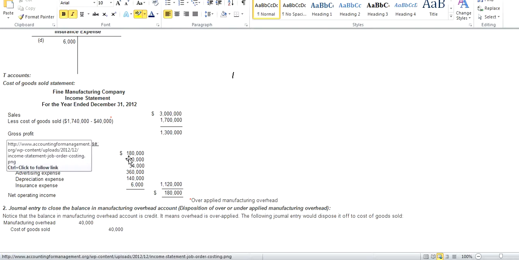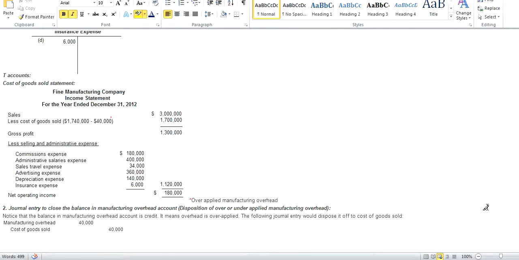So this is just a great simplified example of how to track and record your costs when you're using the job order costing system. Like I said, the more practice you do, the more this will make sense. If it's the first time that you're looking at it, it probably will be overwhelming, but you will have extra materials that I'm going to give you to practice between now and your midterm and quiz, etc.